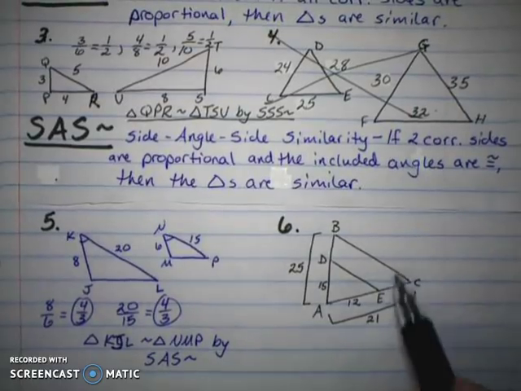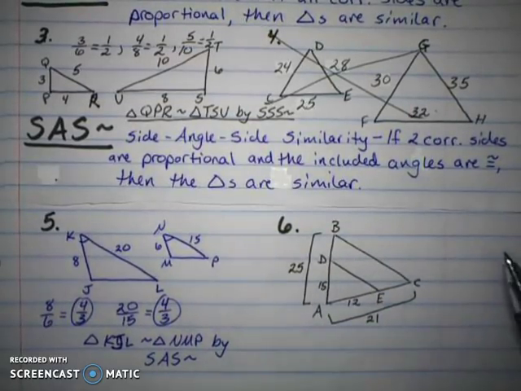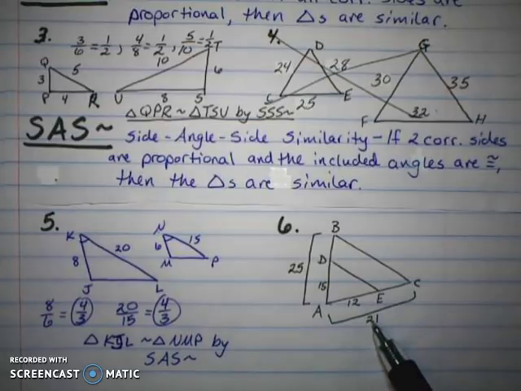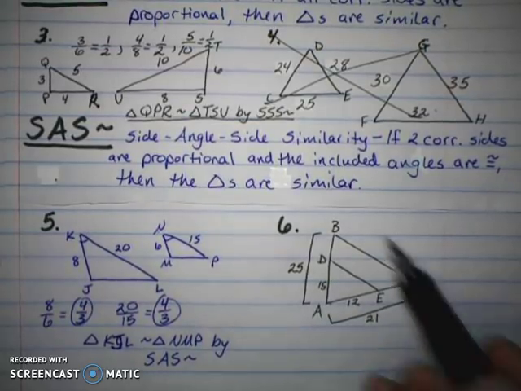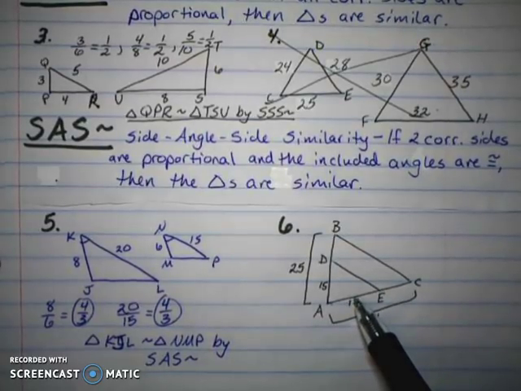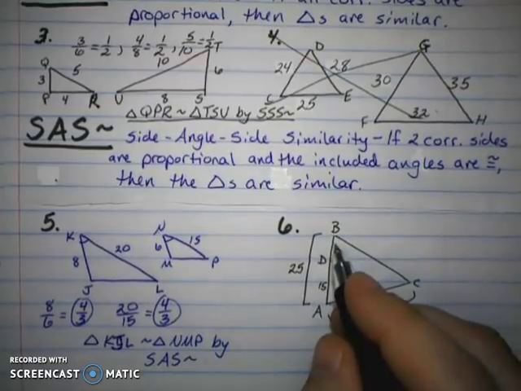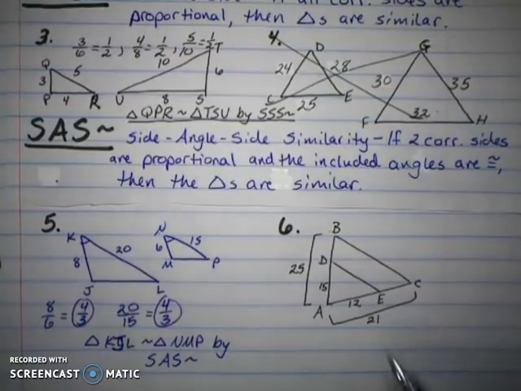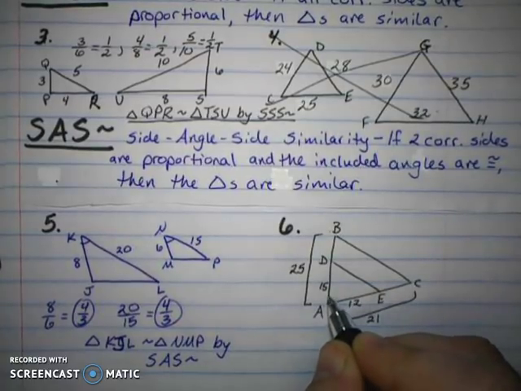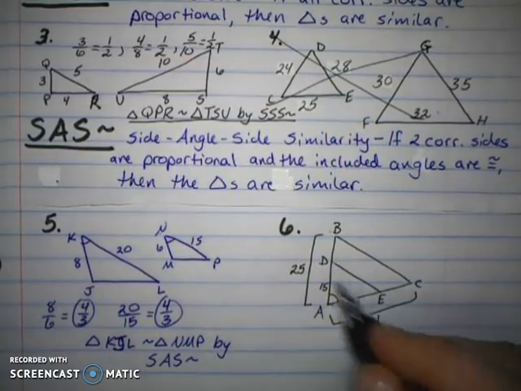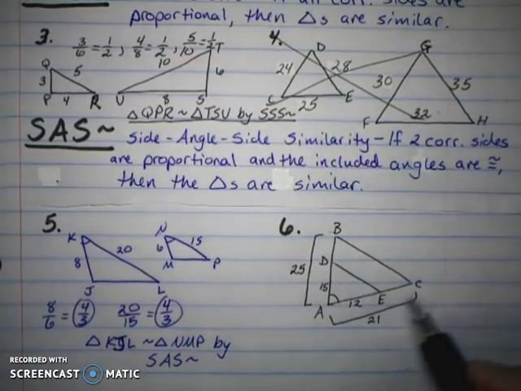Alright, so make sure you pause the video to get this copied down. Okay, these numbers are 25 here, 15, 12, and 21. I want you to make sure that you have this copied down correctly. We're going to show how these triangles are similar by side angle side. Okay? Now, the two triangles are actually ABC and ADE. They both share angle A, so by the reflexive property, angle A is congruent to angle A.